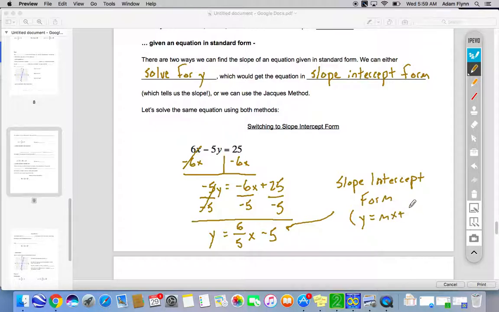So as we just discussed, if I'm given an equation in slope-intercept form, I'm just trying to identify what my m is, so what number is being multiplied by x. So in this case, it's 6/5. So the slope equals 6/5. And that fraction can't be reduced, so I'll just leave it like that. Okay, pause the video if you need more time.